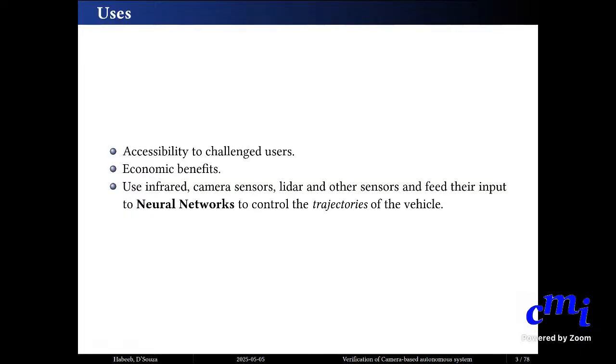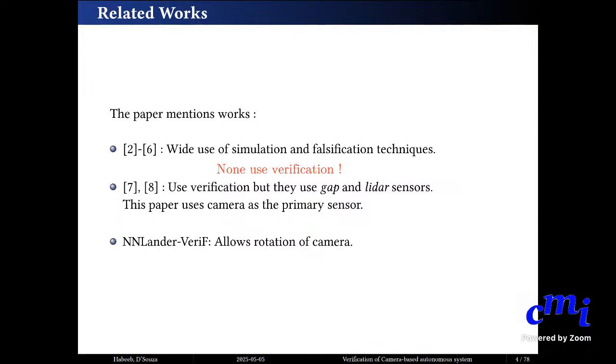So, any autonomous driving system of this type uses infrared camera sensors, lidars, and other types of sensors, and then it feeds the input from these sensors to a neural network and controls the trajectories of the vehicle or any system using that. So, the paper I'll be presenting.